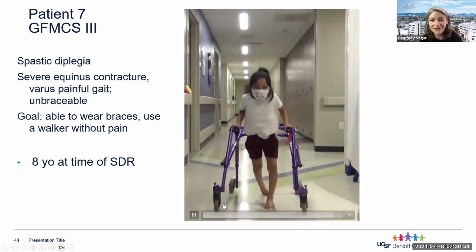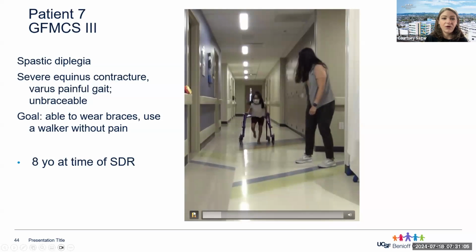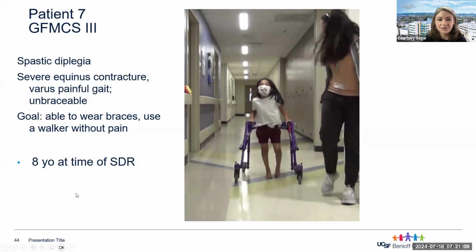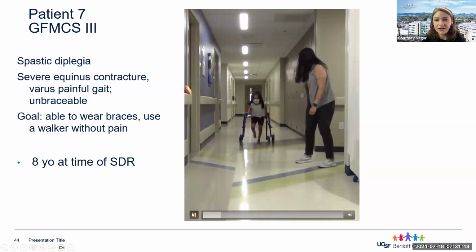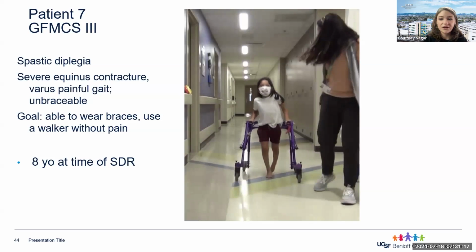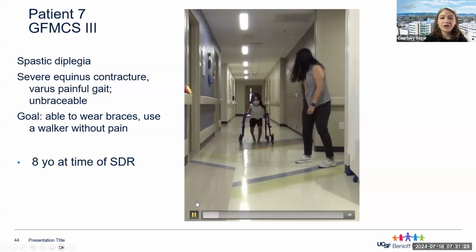She presented around 8 years old with spastic diplegia and bilateral equinus contractures that were definitely not braceable. The stated goal of her and her parents was to tolerate brace use and to ambulate better using a walker. You can see here that she is a 3 at presentation. She's requiring a walker to move. Prior to her SDR, she's up on her toes bilaterally, secondary to tone and those ankle contractures. Her hips are not consistently adducted, but she's still crossing midline with each step and circumducting and hiking her hips to clear her toes.